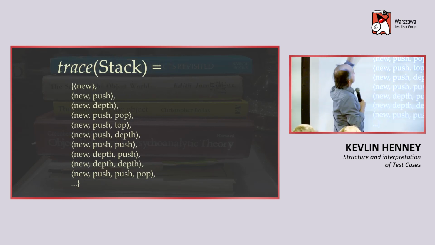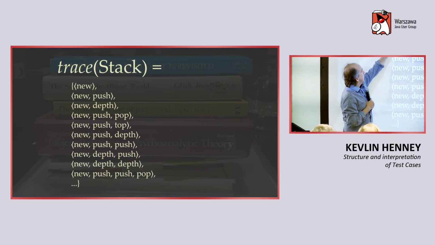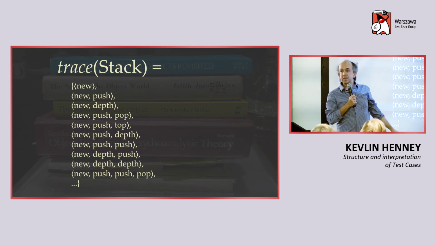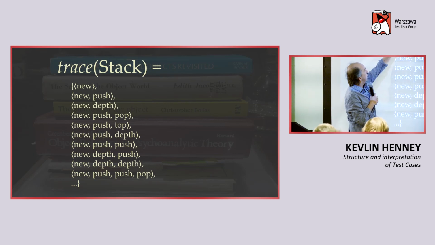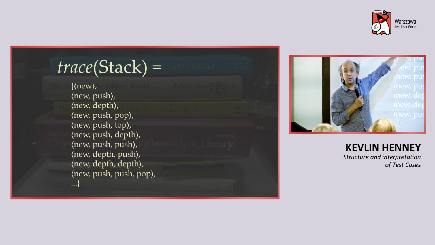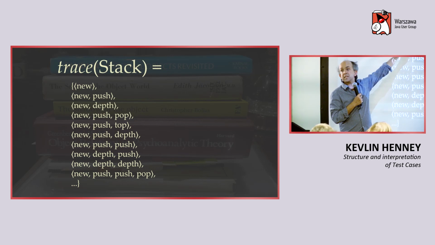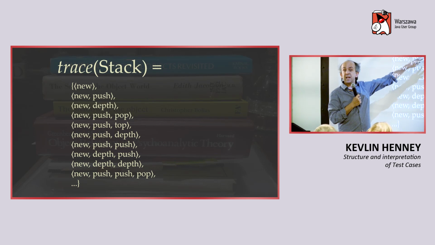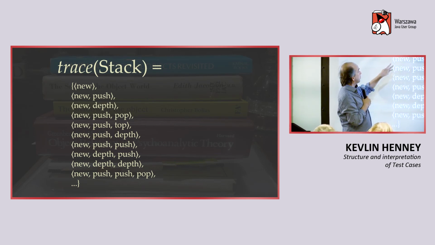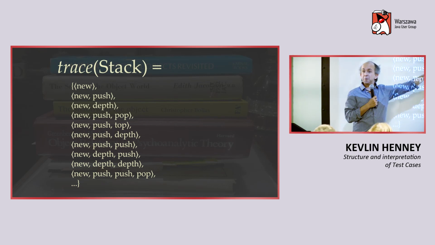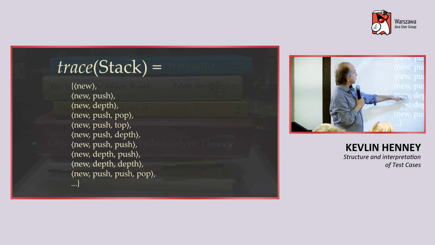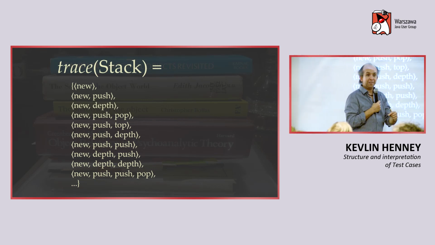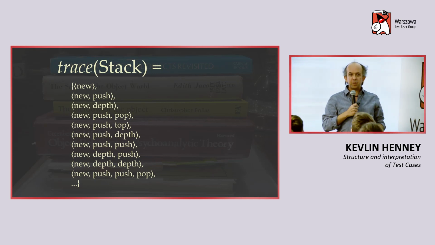So here is a trace. This is what is referred to as a trace. It is all the legal interactions you could ever have with a stack. Let me clarify here. This is a sequence that says you can create a new stack and then forget about it and let it be garbage collected. This one is you can create a new stack and then call depth on it and then let it be garbage collected. Here's another one. You create it, you can push it, and then you can pop. Notice that there are no sequences here that are new followed by pop or new followed by top because they are not legal. So this is the set of all legal traces.